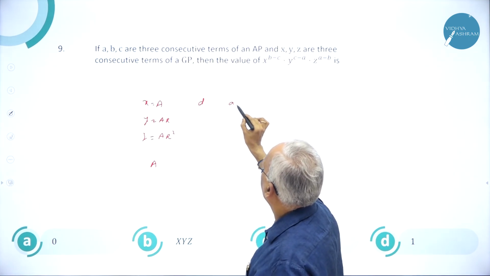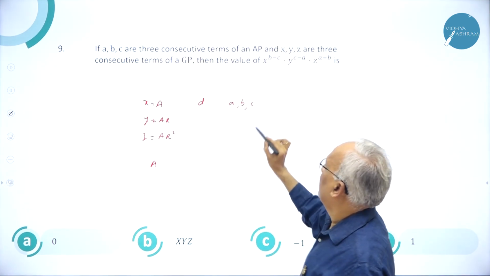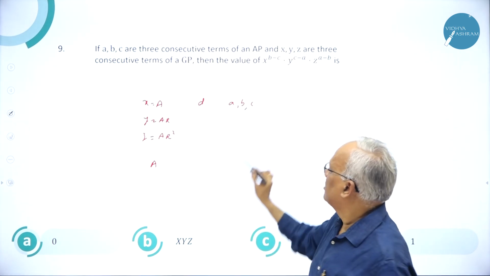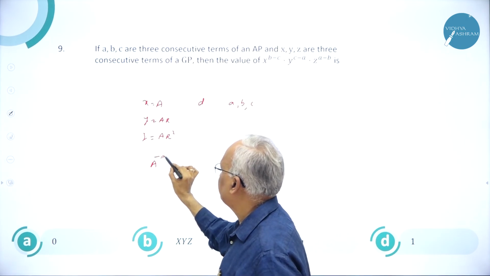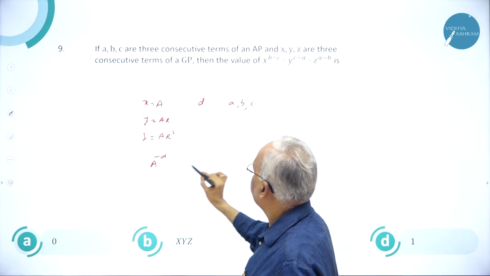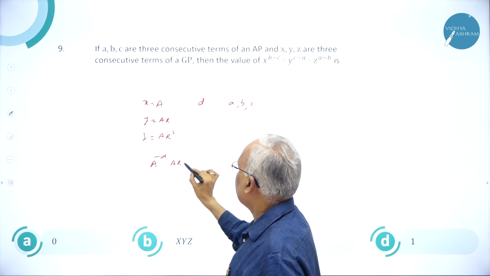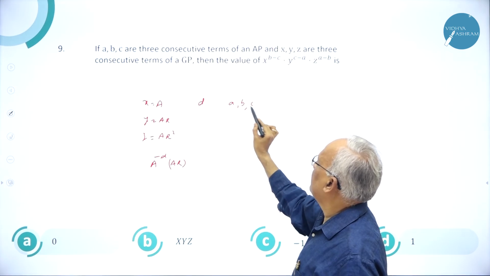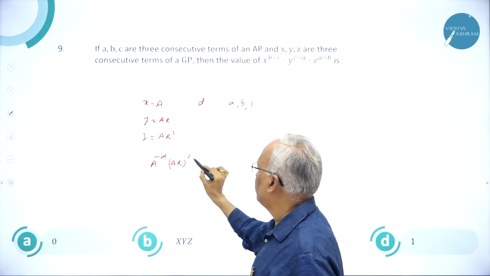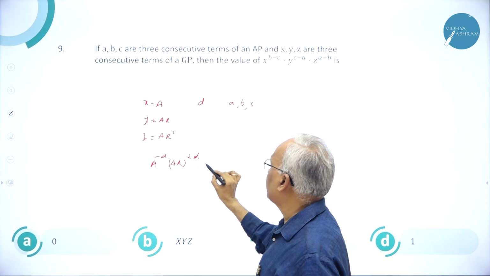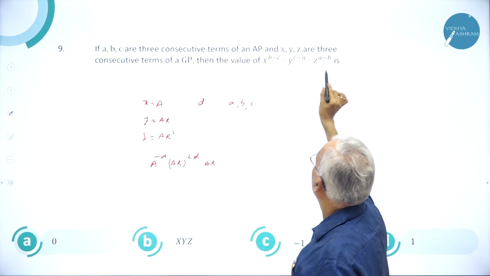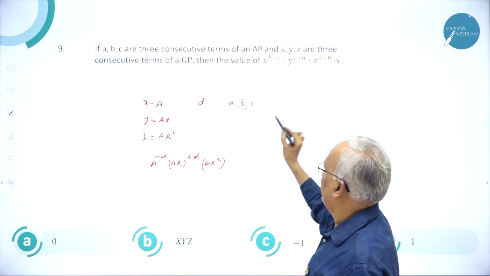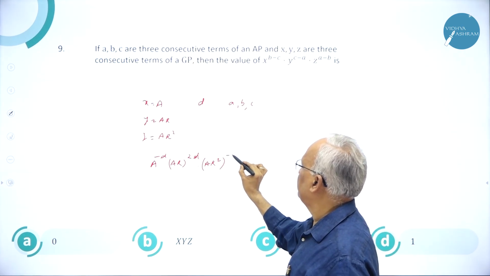You know A, B, C are in arithmetic progression. So C minus B, B minus A equal to D. So what is B minus C? Minus D. Into Y is AR to the power C minus A. You can see here C minus A is 2D, right? 2D. Into AR squared, because Z is AR squared, to the power A minus B. A minus B is minus D.